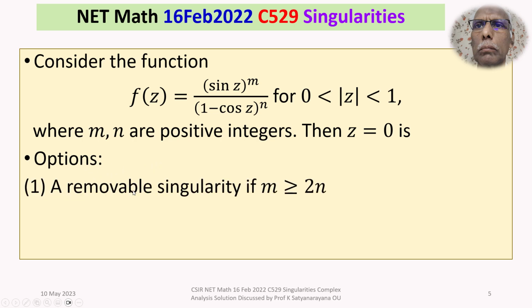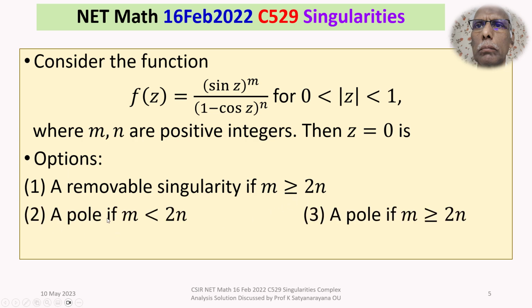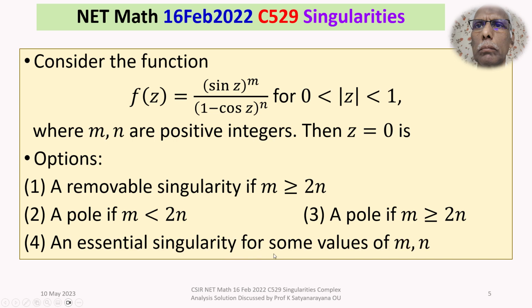Option 1, a removable singularity if m greater than or equal to 2n. Option 2, a pole if m less than 2n. Option 3, a pole if m greater than or equal to 2n. Option 4, an essential singularity for some values of m and n.